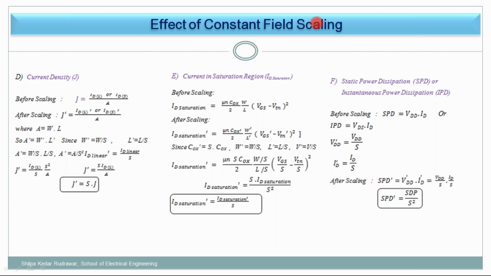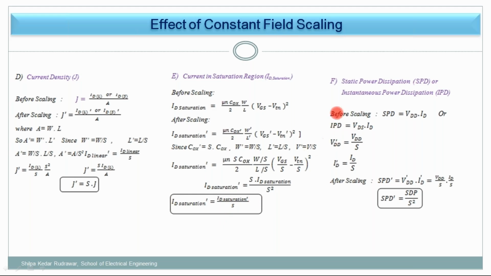Scaling on the current density in the constant field scaling, in this way you need to work it out. Just we need to replace all the parameters by S, W by S, L by S, VGS by S, VTN by S. So everything, after putting these values, what are you getting? This. So here what is happening? Same way as you got in the linear current, the drain current in saturation region is scaled down by parameter S in constant field scaling. As the voltage is also scaled down, the current is also scaled down by parameter S. That way you can relate.